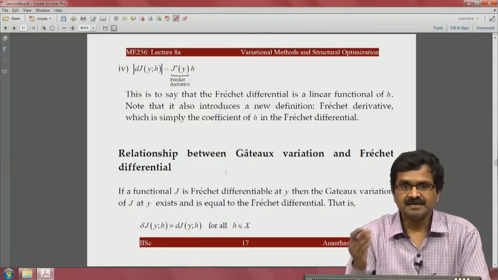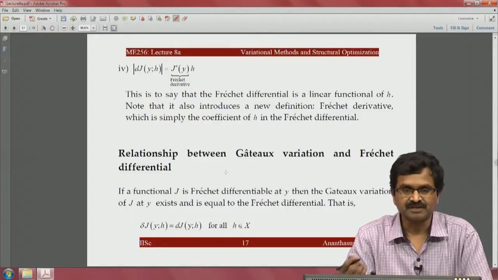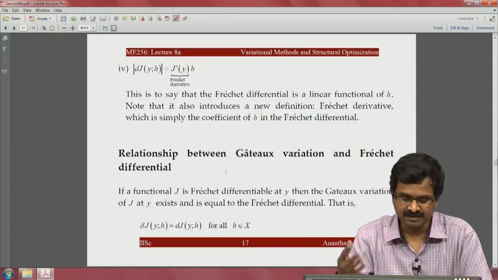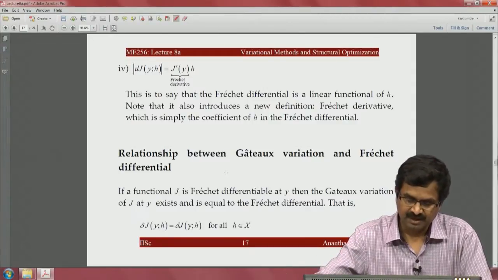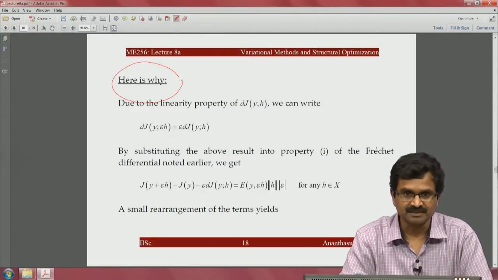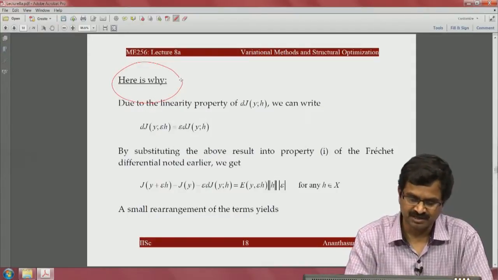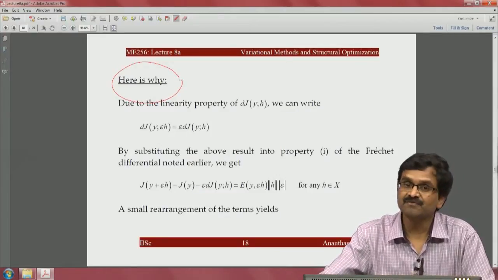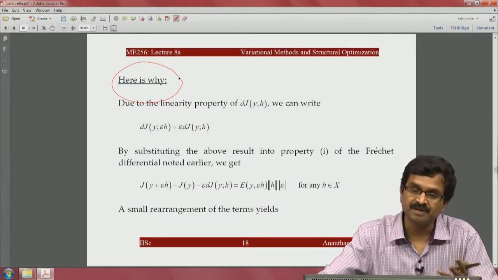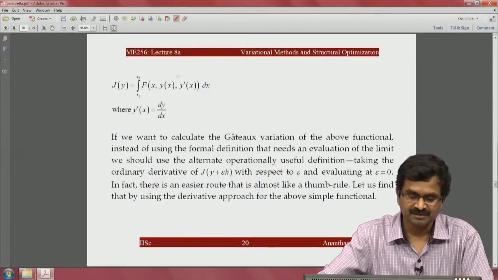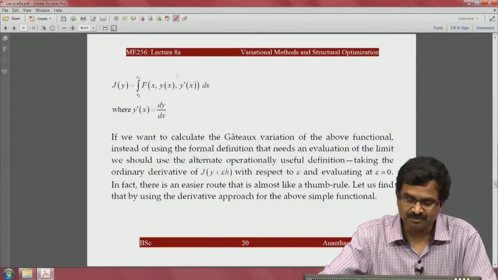And there is a relationship between the Gâteaux variation and the Fréchet differential. The relationship is that when the Fréchet differential exists, it is equal to the Gâteaux variation. There is a way to prove that, and you can go through the notes to see why that is the case. It is just a systematic argument to say that when the Fréchet differential exists, it is equal to the Gâteaux variation. But what we need for our purpose is only the Gâteaux variation; we are just mentioning some of these so that you are familiar with them. Okay. There are some operations that you can do with the Gâteaux variation, which we are going to discuss later.